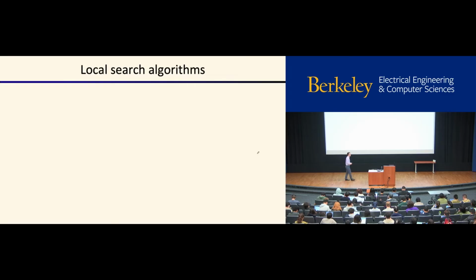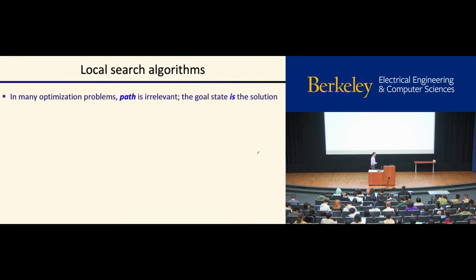Well, we don't always care about how we got to the goal condition. Sometimes knowing the goal state is enough. There are plenty of problems, like solving puzzles, where just the fact that we've solved the puzzle is enough. We don't care about how we put the jigsaw pieces into place. We don't need to keep track of the order that we place them into the puzzle. So in many optimization problems, the path is irrelevant, and the goal state is the solution. We don't have to care about the path.